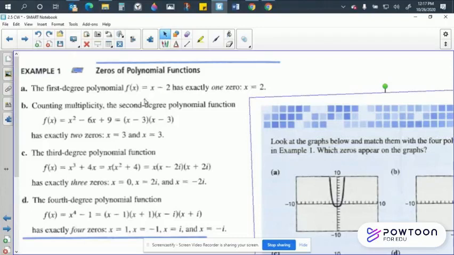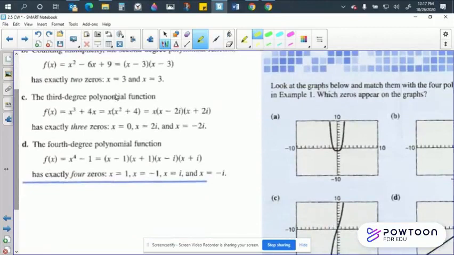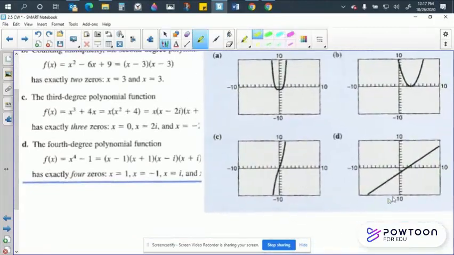Now, your textbook, for example 1, gives you a couple more three-part example problems. To find the zeros for a linear problem such as x minus 2, it has one zero at x equals 2. And you can see that from the graph, where I have this zero right here at 2.